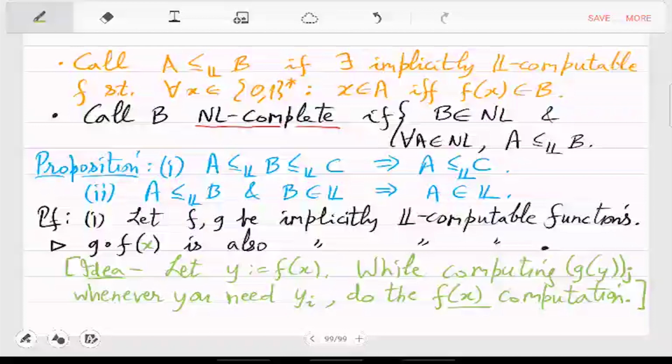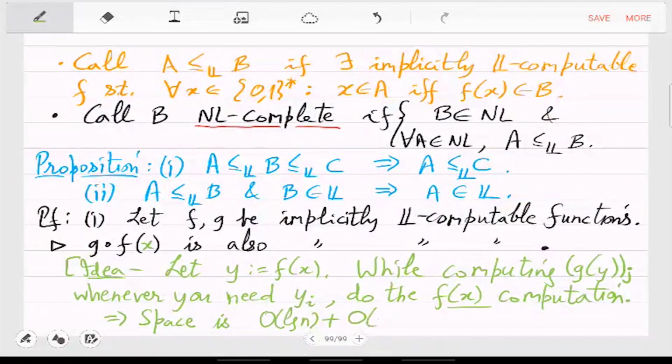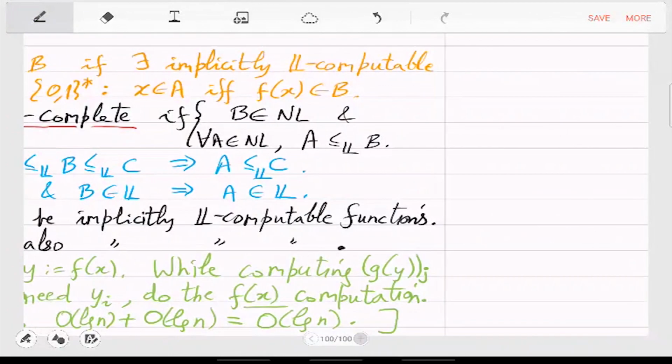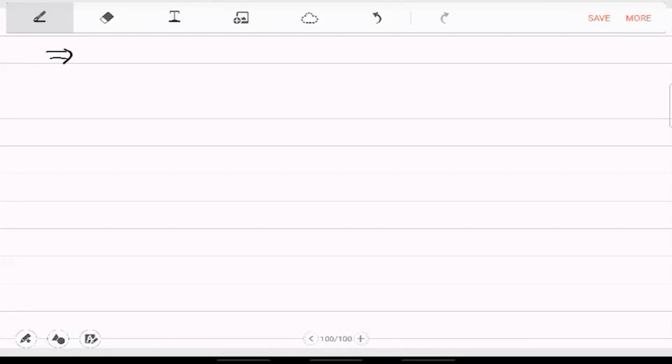Now, each of these computations only requires log space, order log n space. So, order log n plus order log n is order log n. So this means that the space needed is logarithmic. Okay, so that's the final space. So you can actually compute the jth bit of the composition also in log space. That's the major idea here. So once you have done composition, then you have reduced A to C. So this implies that A also reduces to C.